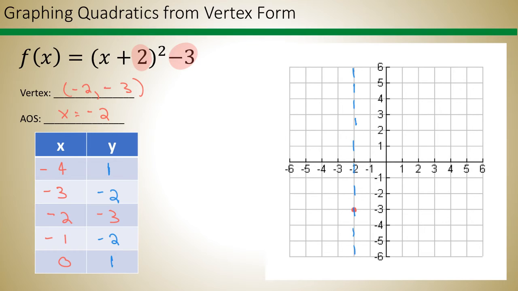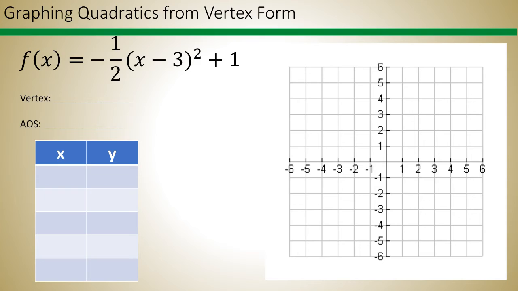So now we're going to plot those. So I've got negative 3, negative 2, negative 4, 1, and then negative 1, negative 2, and 0, 1. And that will give us this parabola. So that's what our function should look like.